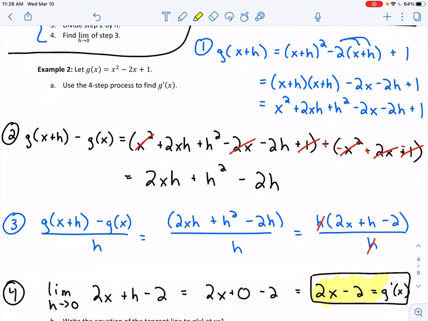And your derivative, I should mention, will look like a function. It will look like an equation. So I ended up with 2x minus 2. Your derivative is not just going to be a number most of the time. So that's how we find the derivative using the four-step process. In the next video, I'm actually going to use this derivative to help me do some cool calculus things.